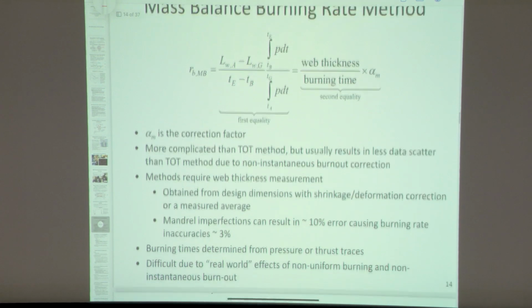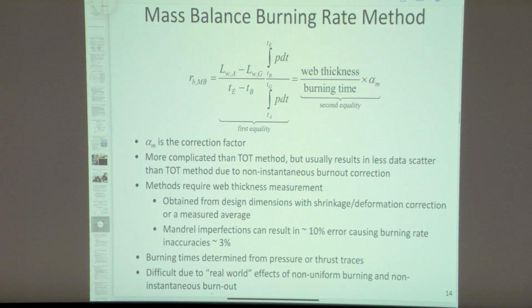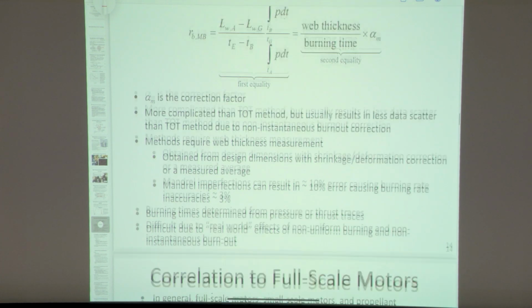I don't want to spend time on this one, but you can actually account for those end masses by trying to account for what was burnt early on, what was still left in the chamber. And there's correction terms by integrating the pressure over time from different times. And you can actually even do physical mass measurements in time itself.